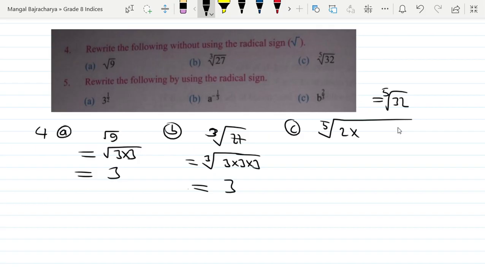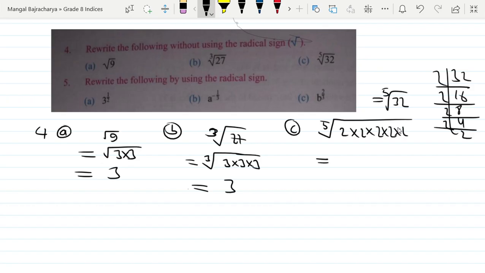32 is how many times the product of 2? It's 5 times: 2 times 16 is 32, 2 times 8 is 16, 2 times 4 is 8, and 2 times 2 is 4. So we get here how many 2s? Let's count: 1, 2, 3, 4, 5. So the thing is that 2 is getting multiplied 5 times, and it's the fifth root, so 1 time we have to write.